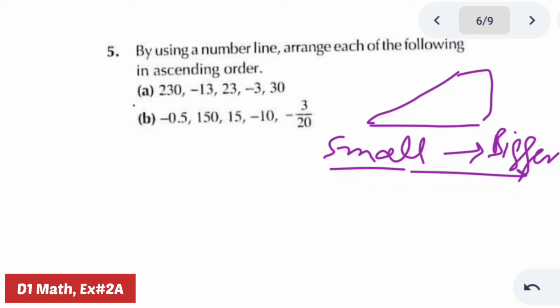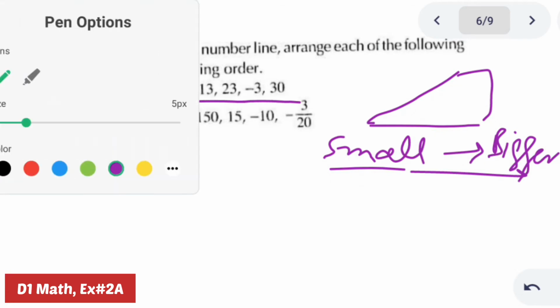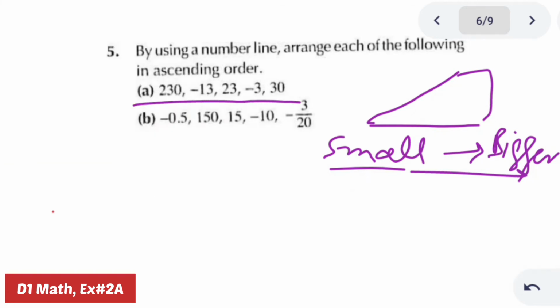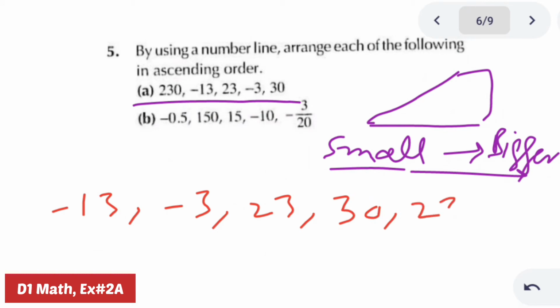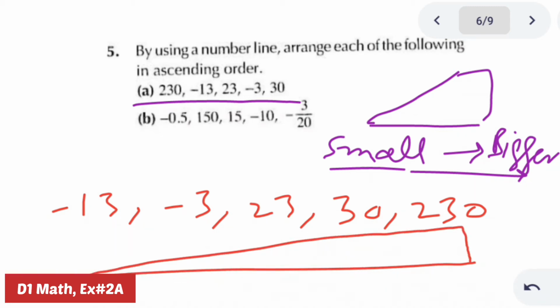Like if we have the first part and we are going to arrange them, we can see that the smallest number will be the biggest minus number, that will be -13. The next will be again a minus number, which is on the right on the number line, and then we have the number 23, then we have 230. So this is how we have arranged it in the ascending order.